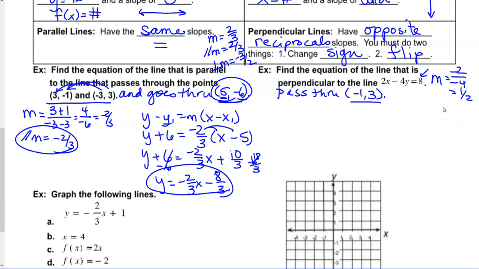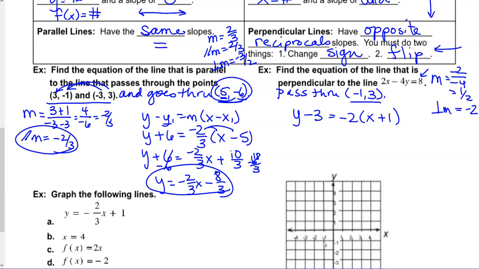Therefore, the perpendicular slope of this one is going to be, what do I have to do to get perpendicular? I have to change the sign and I have to flip it. So you could write it as negative 2 over 1, but I'm just going to write it as negative 2. Therefore, I'm going to write y minus the y value from my point slope form is equal to my slope, which is negative 2 times x minus a negative 1. So double negative again becomes a plus 1.